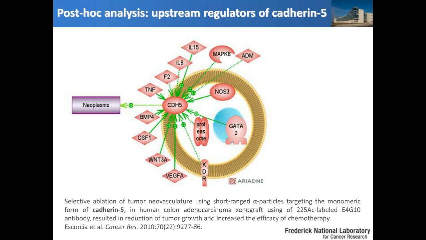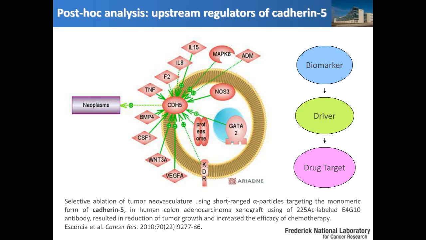There is also a publication by Scorsia which shows selective ablation of tumor neovasculature using short-ranged alpha particles targeting the monomeric form of cadherin 5 in human colon adenocarcinoma. So basically, we have the antibody which targets cadherin 5 and delivers ionization, and it has been shown to result in the reduction of tumor growth and increased efficiency of chemotherapy. So we would also like to say that most probably cadherin 5 is really involved in neovascularization, so we can say that it is a stromal marker of renal cell carcinoma rather than an epithelial one. And here we also have a paradigm that we can see in the literature that cadherin 5 really can be a biomarker and drive neoangiogenesis, and it was used successfully in colon cancer as a target.